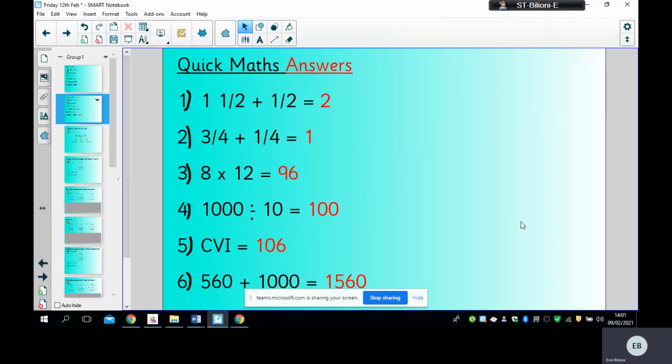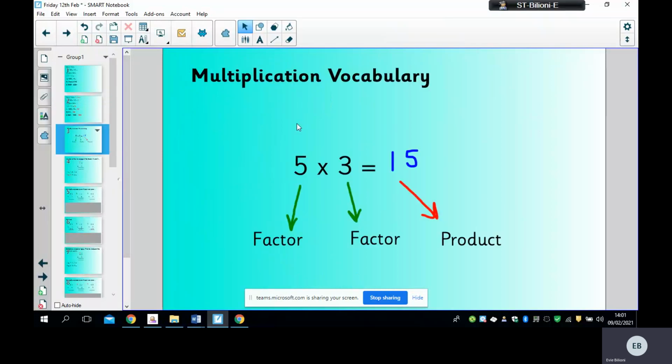So let's move on to our topic today. We did column addition on Wednesday, and we did column subtraction yesterday on Thursday. So today we're going to be looking at column multiplication. But before we do that, we're going to look at some key vocabulary.